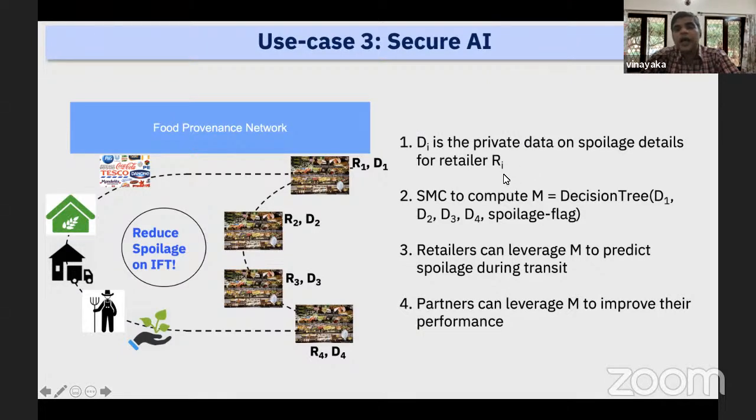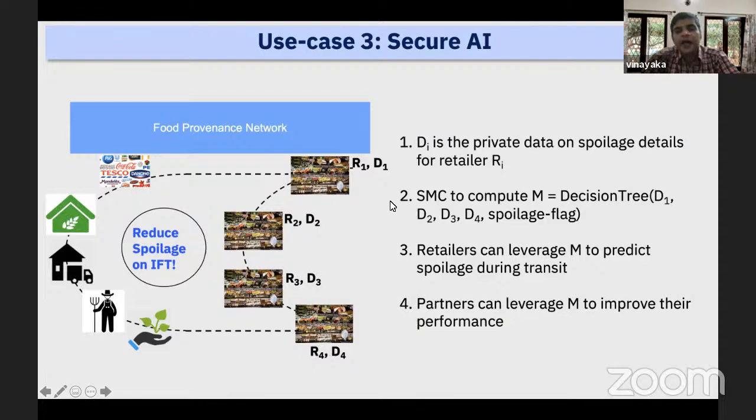So think of it like this. Every retailer, everybody has their private data, which is their data D, and their spoilage details, right? What was their spoilage rate at each one of them, right? So this particular retailer has a particular private data D1 and spoilage rate R1. Another has D2, R2, D3, R3, D4, R4.